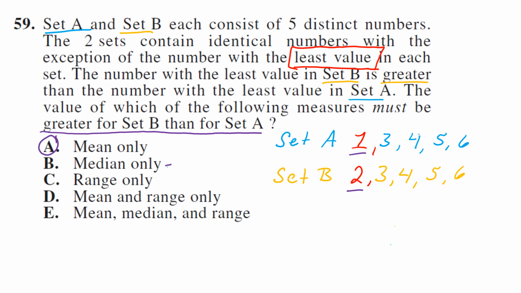Median only? No, the median's the same, so that's not it. Range, well, the range is actually bigger for set A, 1 to 6 versus 2 to 6. And we know these are out because range only is out. Range is out here as well, so it has to be A. So that's a pretty easy question if you plug in numbers to help you.